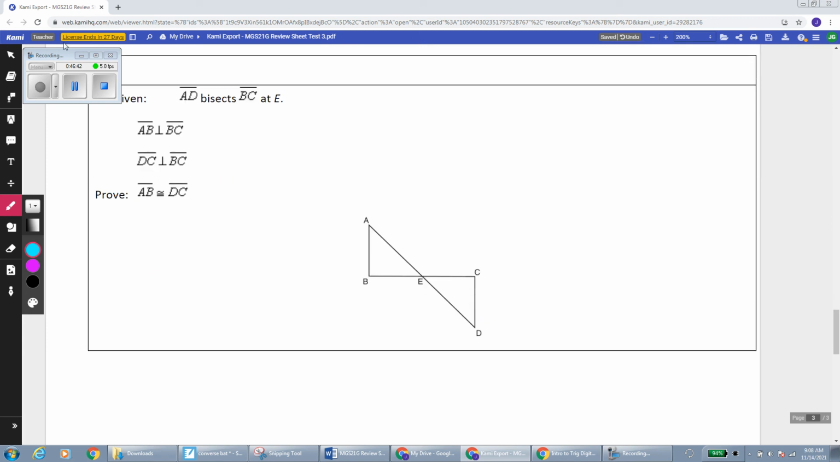So it says here that we're given that AD bisects BC at E. So AD is doing the bisecting, BC is getting bisected. And we know that a bisector splits a line segment into equal parts. So I know BC is getting split into 2 equal parts, BE and CE. They also tell us that AB is perpendicular to BC, and I know that perpendicular lines form right angles. And they also tell me that DC is perpendicular to BC, and I know that perpendicular lines form right angles.